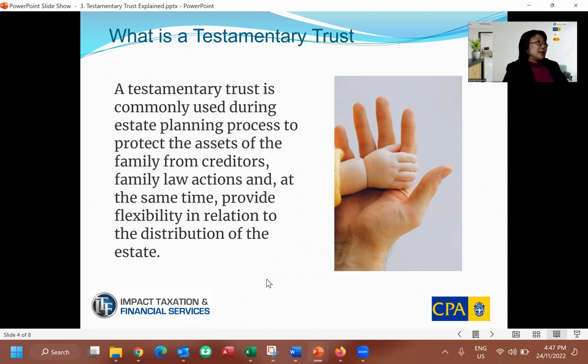So a testamentary trust is commonly used during the estate planning process to protect the assets of the family from creditors, family law actions, and at the same time provide flexibility in relation to the distribution of the estate. That's a very good definition of a testamentary trust.